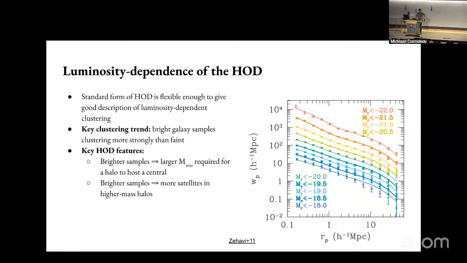So the basic result of the scaling relations when fitting to observational data is just that if you're fitting to brighter and brighter galaxy samples, you need a larger and larger halo mass in order to have a central. And then generally, as you have larger and larger mass halos, you have more and more satellites that fit in that halo.